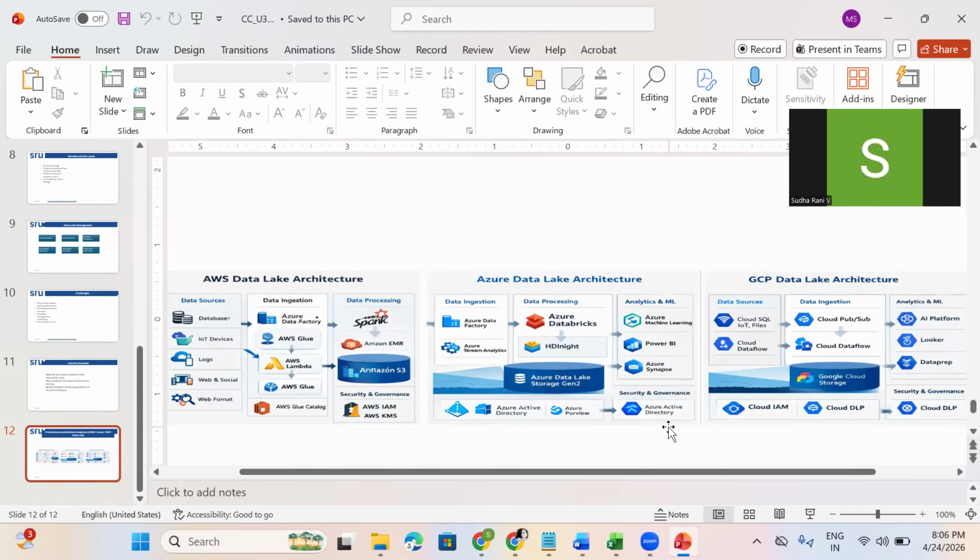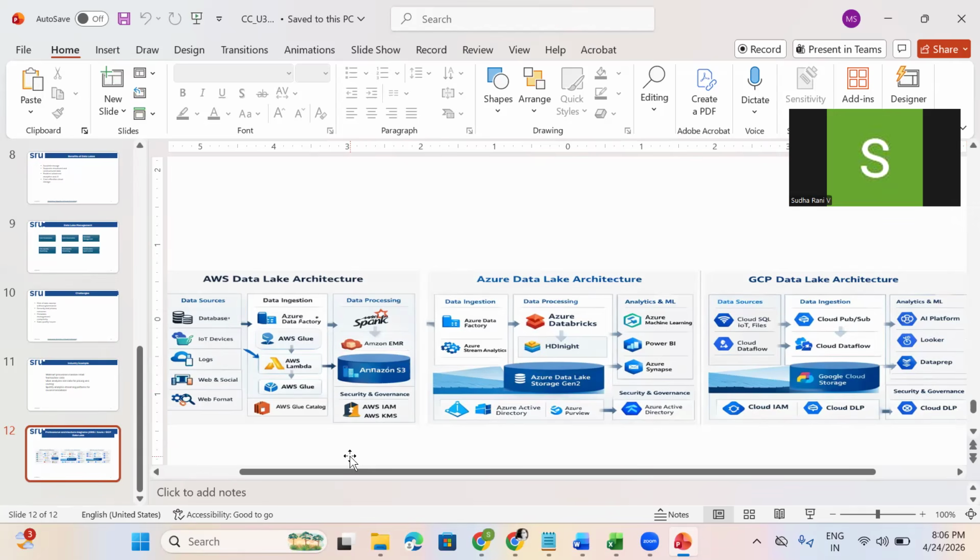Next one is the GCP data lake architecture. The data sources are Cloud SQL, IoT, files, and Cloud Dataflow. Data ingestion: Cloud Pub/Sub, Cloud Dataflow. Storage: Google Cloud Storage, with Cloud IAM and Cloud DLP. Analytics and ML: AI Platform, Looker. Data processing, and security and governance, that is Cloud DLP.